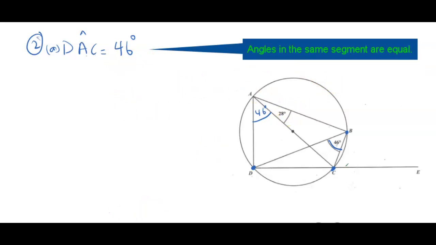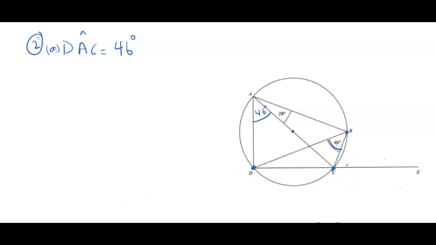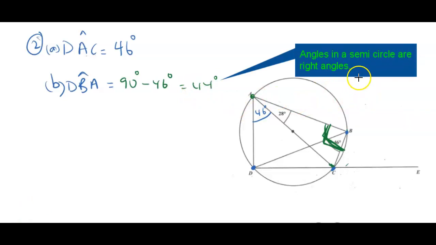Now, my next part says find DBA. DBA is actually here. Now, what we can see is that A to C is actually a diameter and it goes up to the point B. So therefore, this angle here will have to be 90 degrees because angles in a semicircle are 90 degrees. So DBA will actually be 90 degrees minus 46 degrees. So that works out to be 44 degrees. And again, you put your reasoning: the angles in a semicircle are right angles.